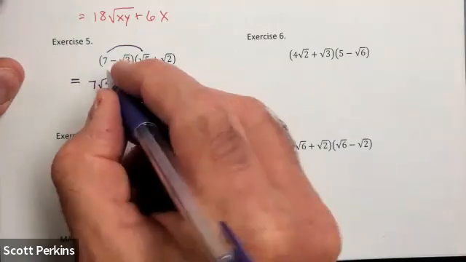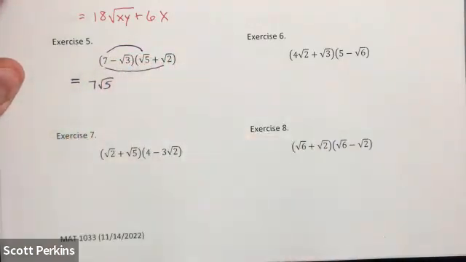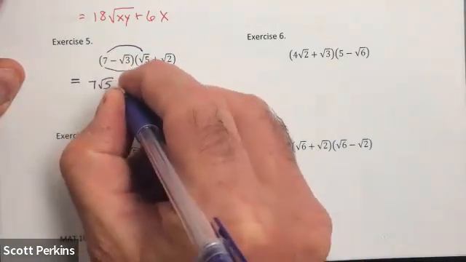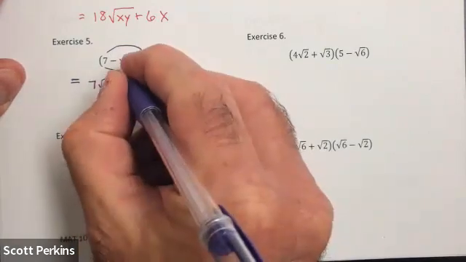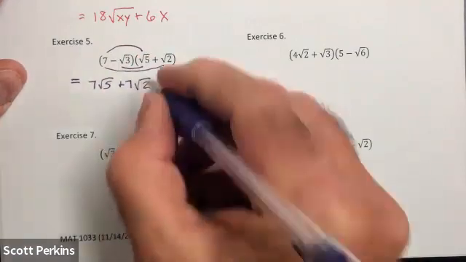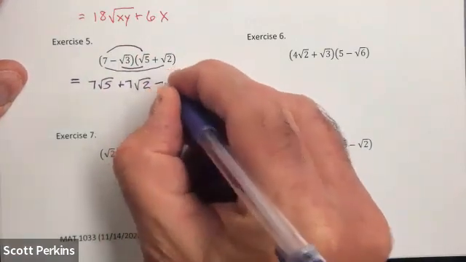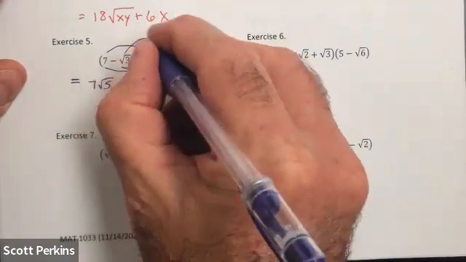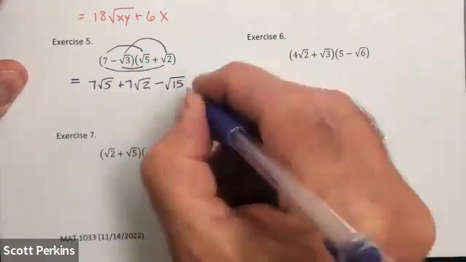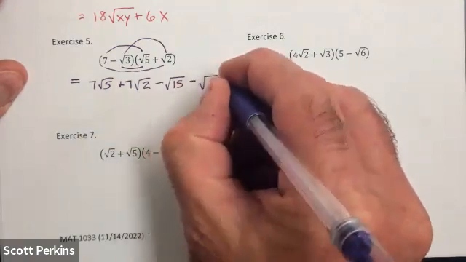My outers, 7 times the square root of 2. Again, the 7 is outside the radical, so that's just 7 square root of 2. My inners, the negative square root of 3 times the square root of 5. Well, those are both under the radicals, so that's negative square root of 15. And last but not least, negative square root of 3 times square root of 2. Again, both under the radicals, negative square root of 6.